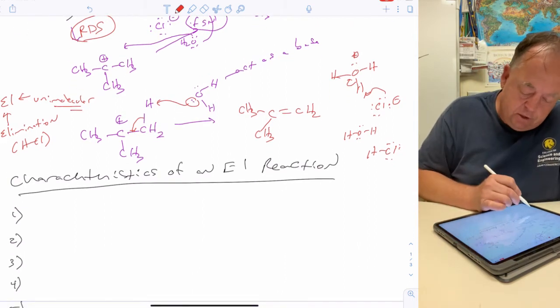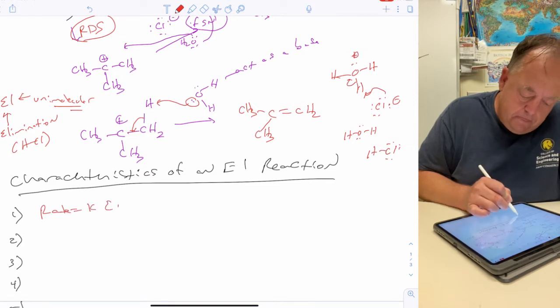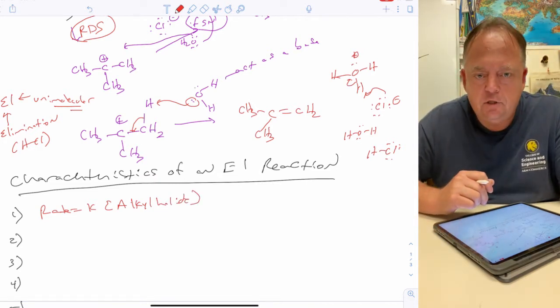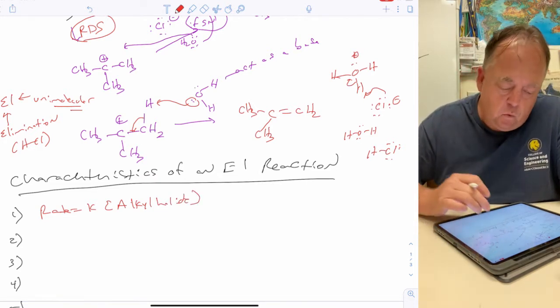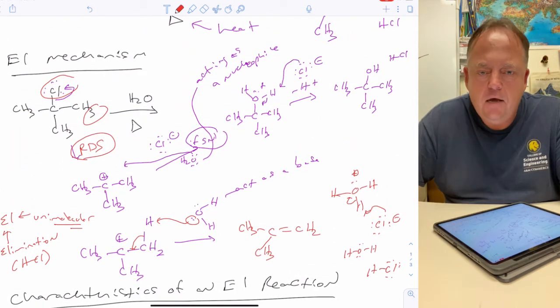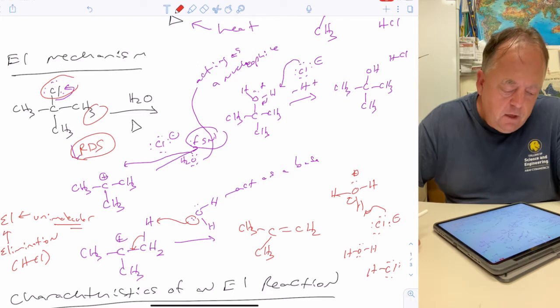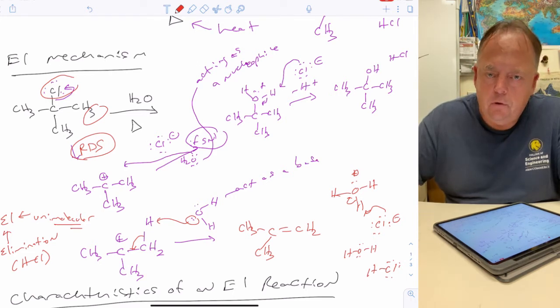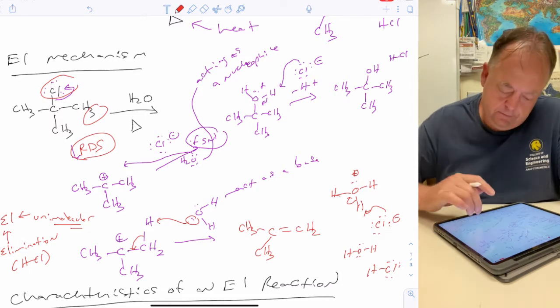So one characteristic of an E1, just like the SN1, is that the rate only depends on the concentration of the alkyl halide, not the water. So if we took this reaction and we doubled the concentration of water, no effect on the rate. Double the concentration of the alkyl chloride, the tert-butyl chloride, the rate would double. Triple it, the rate would triple.